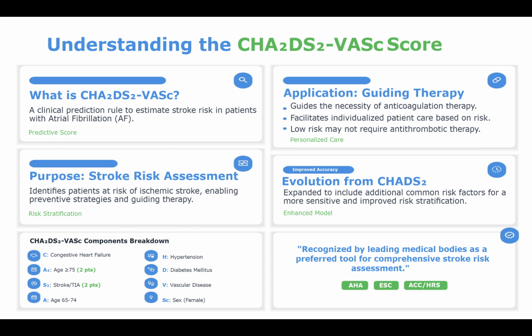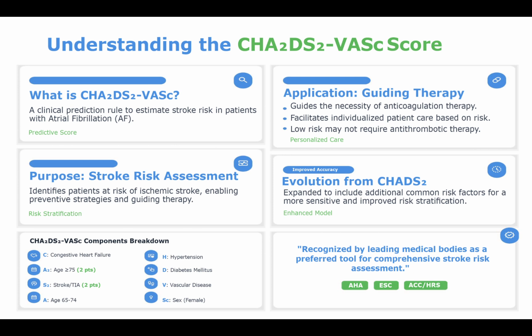It's important to understand that the CHA2DS2 score wasn't born in a vacuum. It evolved from an earlier, somewhat simpler score known as CHADS2. The key improvement with CHA2DS2 lies in its enhanced ability to stratify risk with far greater precision. This is particularly evident in its capacity to identify those patients who are considered truly low risk, meaning they may not actually require the risk associated with long-term anticoagulation.